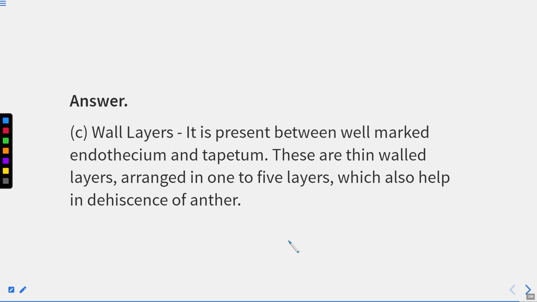Then we have the middle layers, or middle wall layers. They are present between the well-marked endothecium and the tapetum. These are thin-walled layers arranged in 1 to 5 layers, which also help in the dehiscence of the anther. So what is the function of the wall layers? They help in the dehiscence of the anther and release of the pollen grains.